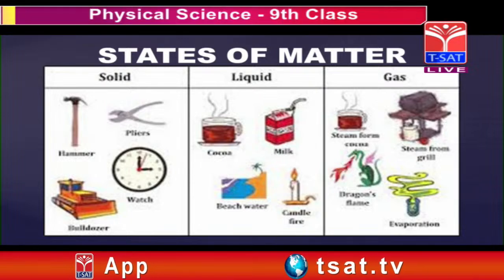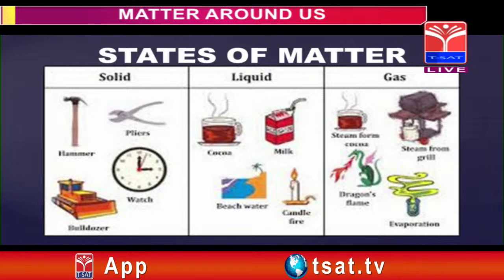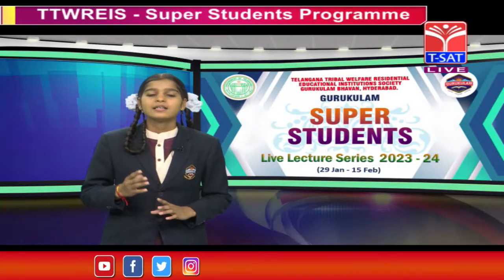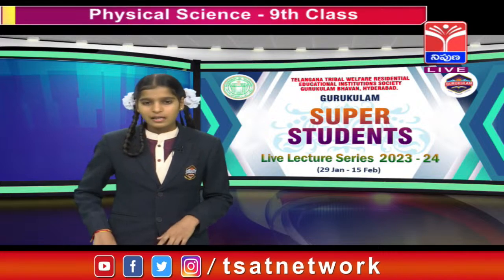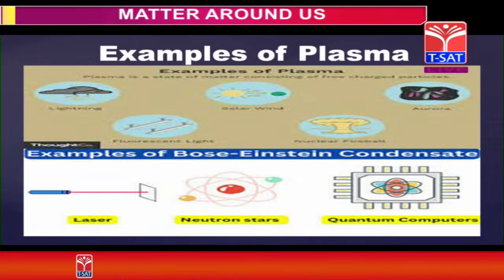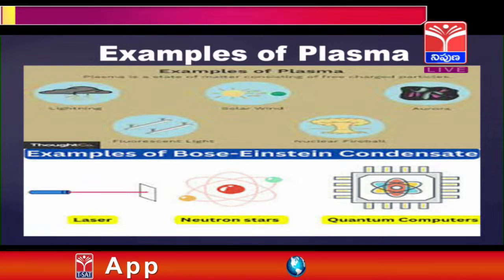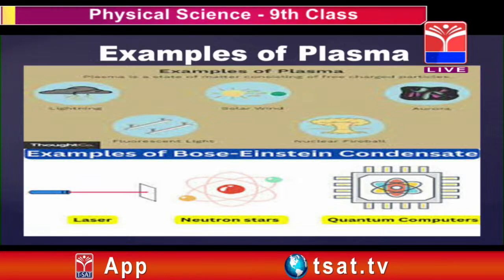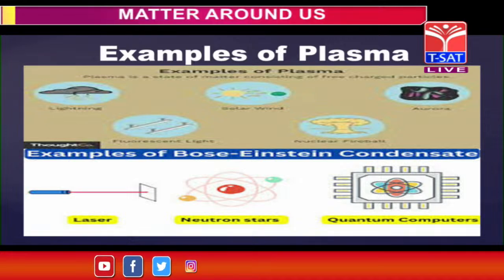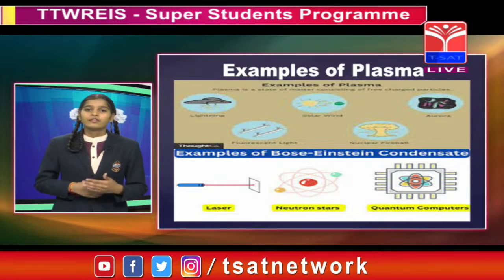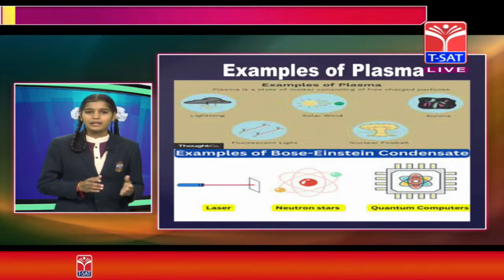There are also two other states of matter. The fourth state of matter is plasma. Plasma exists in neon, fluorescent tubes, etc. And the fifth state of matter is BEC, that is Bose-Einstein condensate. In 1920, an Indian physicist Satyendranath Bose did some experiments to find the fifth state of matter.